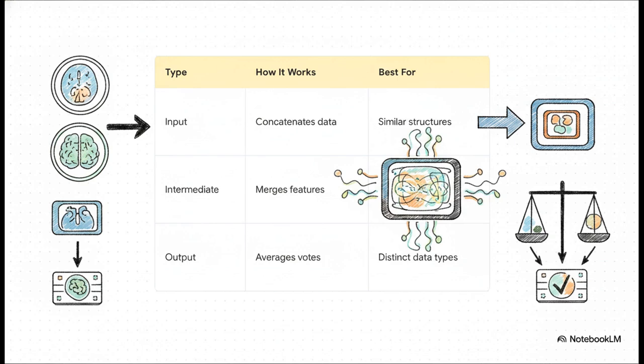First, we have input fusion. This one is pretty straightforward. You just stack the raw images together right at the beginning, before they even enter the neural network. It's great if your scans have similar structures. Next is intermediate fusion. Here, the network looks at the different data types separately to extract features, and then merges those features deep inside the network's hidden layers. It is incredible for finding deep, complex correlations. Finally, output fusion. This is where entirely separate AI models make their own independent decisions, and then you just average out their final votes at the very end. This is highly useful if you're combining wildly different types of data.